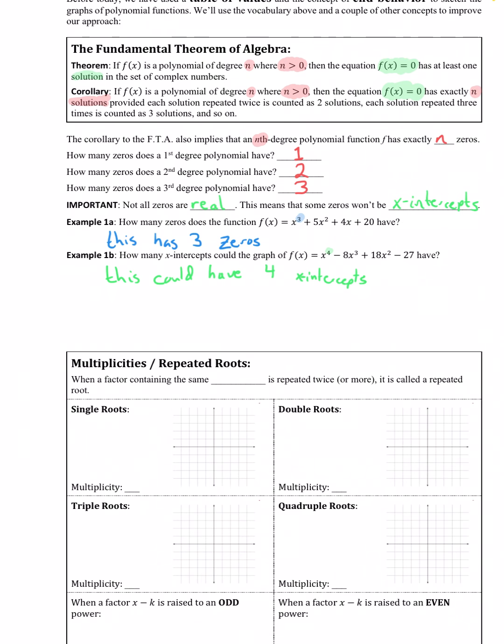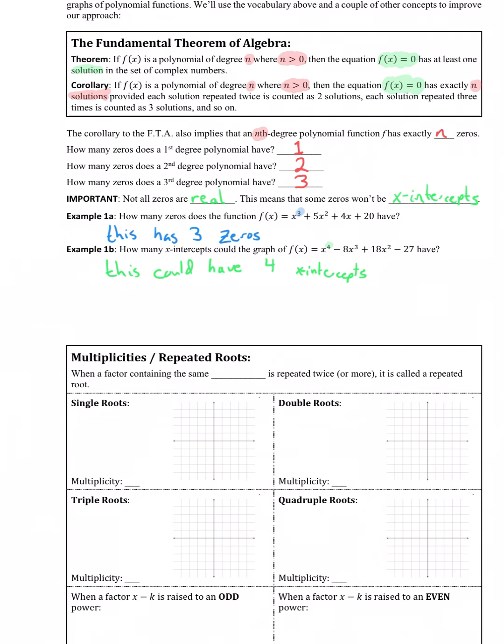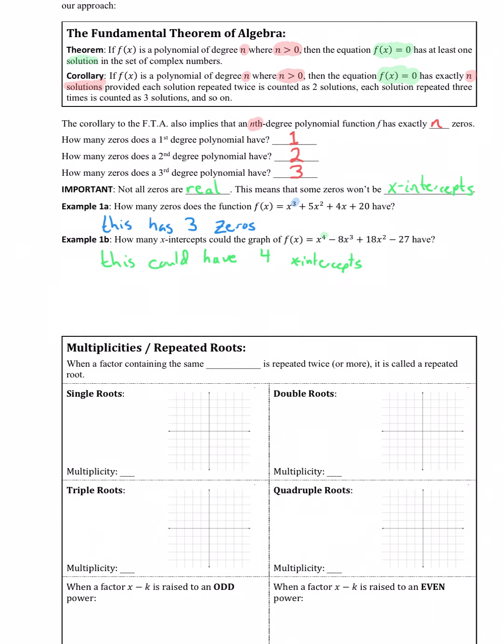Okay, so we could deal with situations where there's multiplicity and repeated roots. All right, so when a factor containing the same root is repeated twice or more, root would also be like a 0. That's almost like the same word. Those words are almost interchangeable. That's called a repeated root.